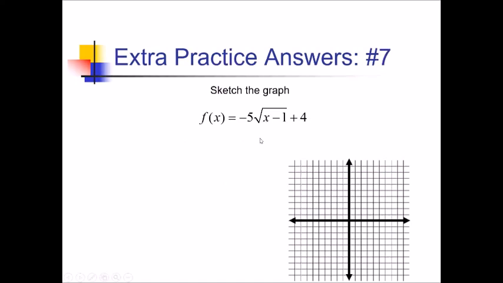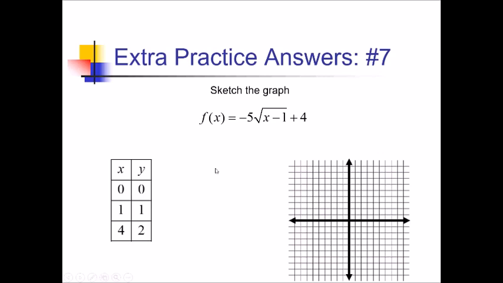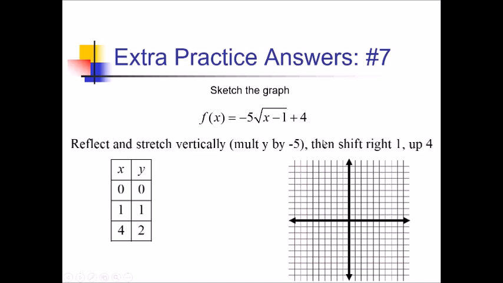To graph this square root function, let me start with my table with my 3 points, 0, 0, 1, 1, and 4, 2, that I always use for square roots. And for transformations, this -5 outside means we're multiplying the y values by -5, so that's a vertical reflection and stretch. The -1 inside means we're actually shifting to the right 1, opposite of what we expect. And +4 outside means we're shifting up 4. So to review, reflecting and stretching vertically, multiply y by 5, and then going right 1, up 4.